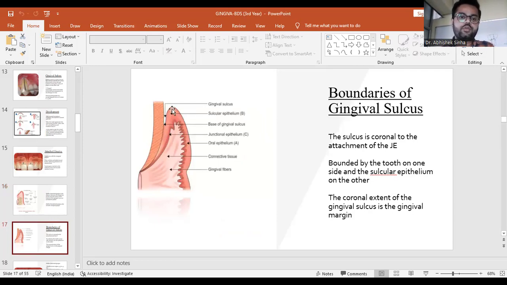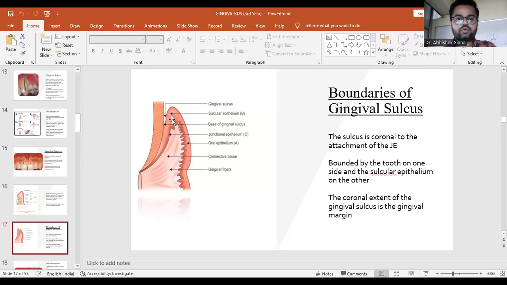If you remember, I said it's a V-shaped sulcus. The sulcus is V-shaped, right? It is bounded by the tooth on one side and epithelium on the other. This is the tooth surface. This is the epithelium. So the boundaries again will be what? The same thing as in the definition itself.